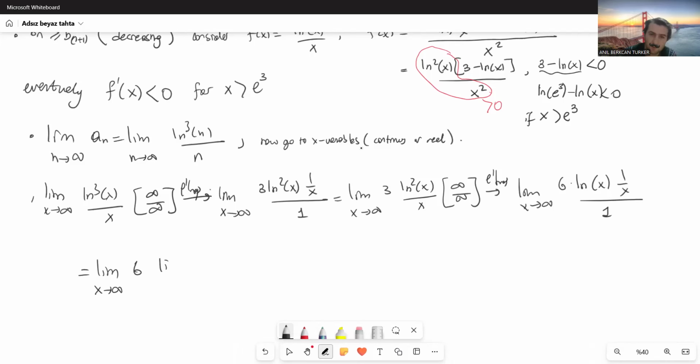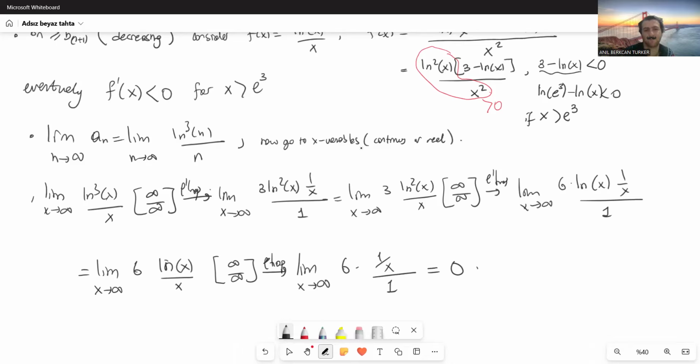I need to solve it precisely because it's a recitation video. Limit as x goes to infinity of 6 times 1 over x, over 1. It is 0. So every L'Hopital step is an equality now because the limit exists. So this limit is 0, then we have shown that.